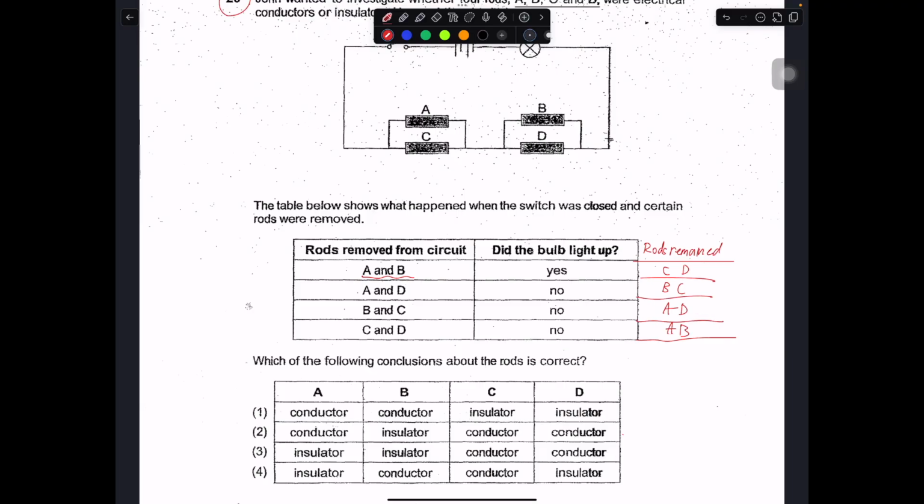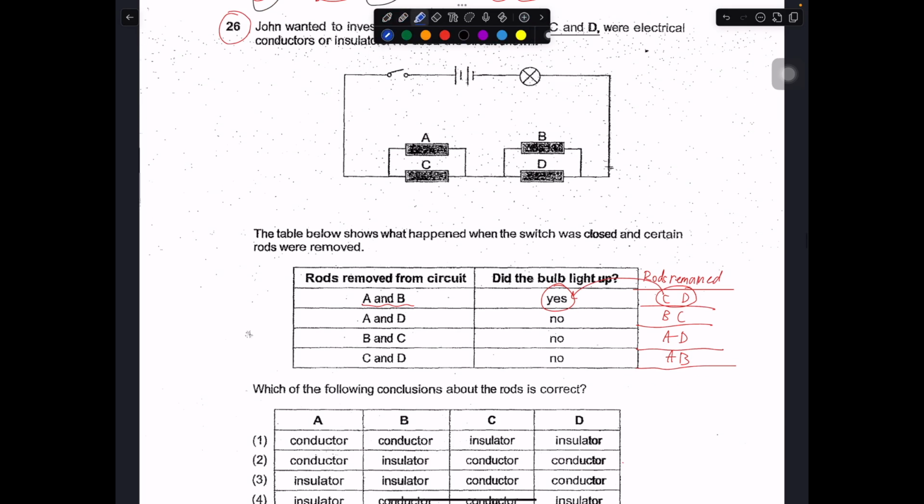So actually this part you focus on the yes. So when CD is present, the light bulb lights up. So straight away it tells you what? It tells you that this is how the electricity flows through. For the first one, it flows through C and D, closing the circuit. Straight away C and D is a conductor.